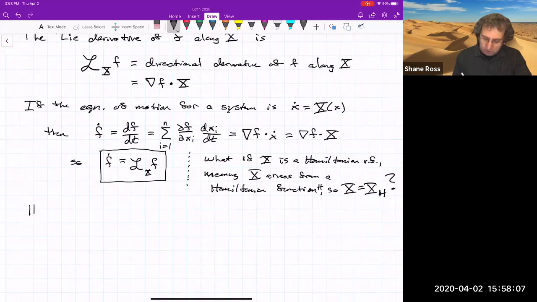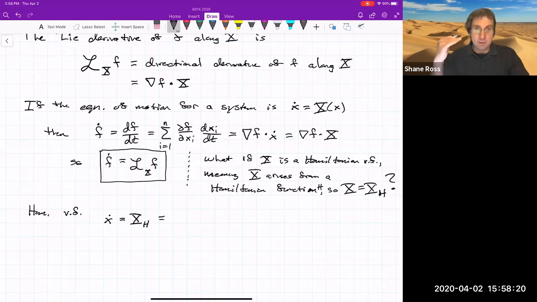If I have a Hamiltonian vector field, that means that X dot equals X sub H. And from what we did last time, the vector field can be written in terms of the Poisson matrix, omega, and the gradient of H. So this is a special form of a vector field. You can't put all vector fields into this form, only certain types, Hamiltonian ones.